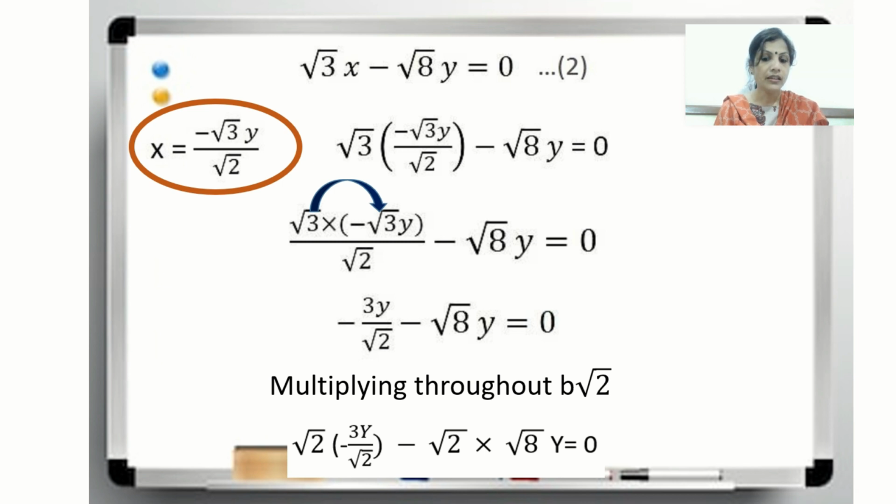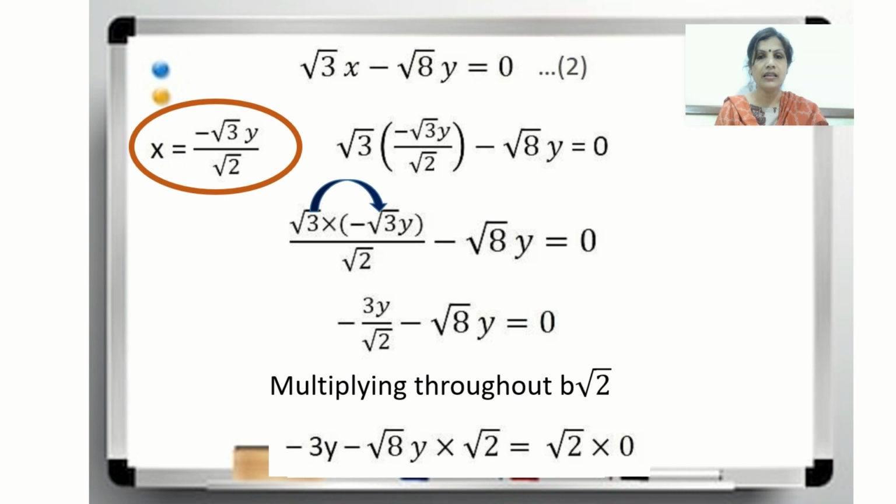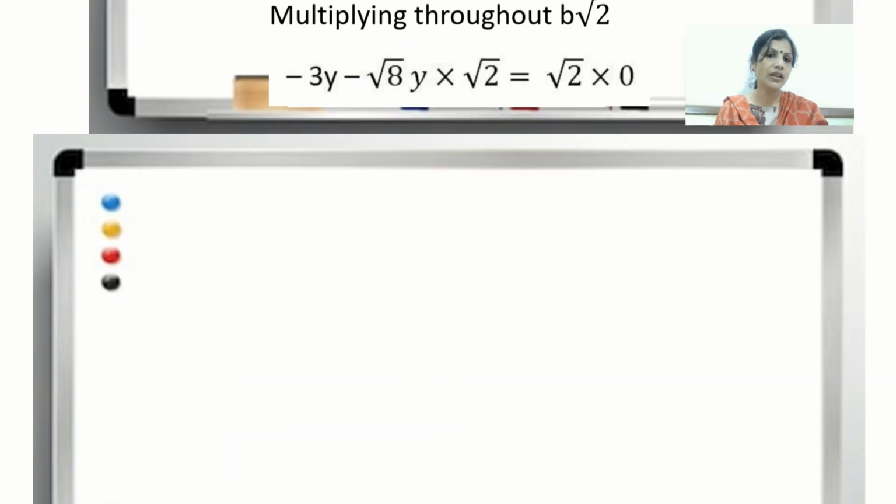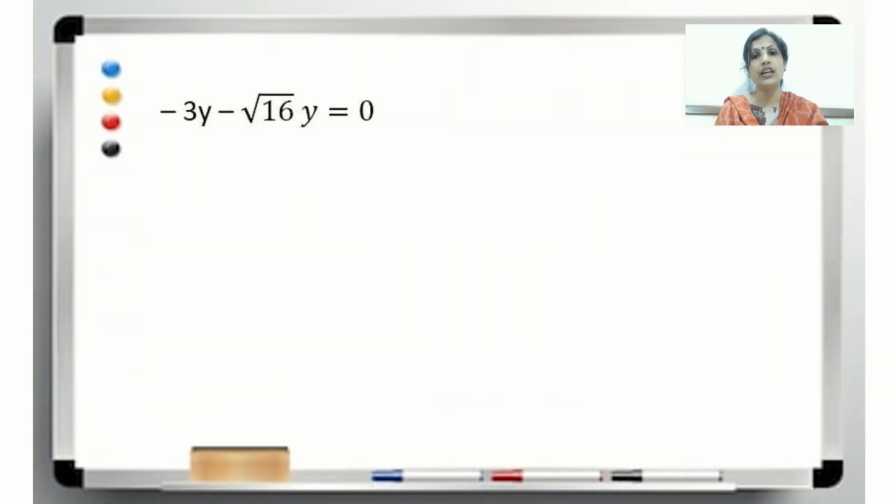So what can be done? This √2 can be cancelled. So what are you left with? You are left with −3y − √8y into √2 is equal to √2 into 0, which will be 0. Alright, so let me write it properly. −3y − √8 into √2 will be √16y = 0. But what is √16? √16 is 4. So this will give you −3y − 4y = 0. Solve it. That is −7y = 0.